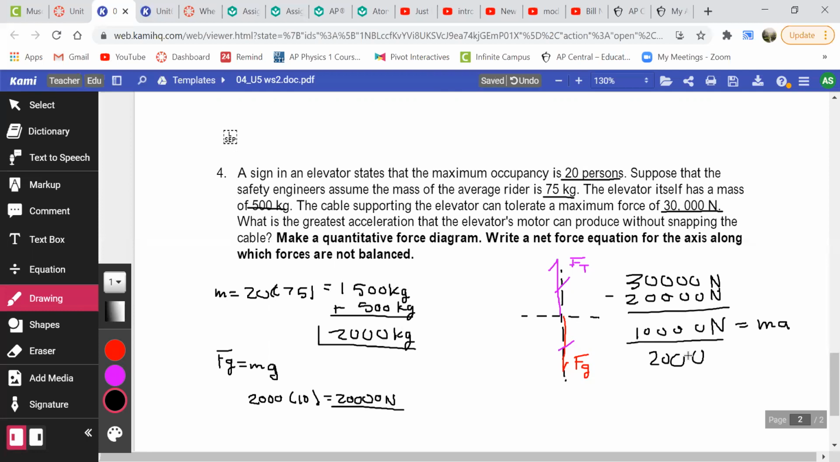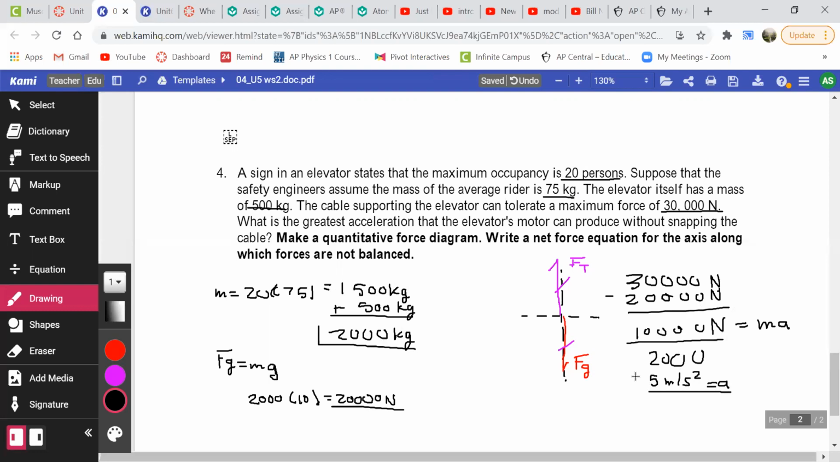Okay. So 10,000 divided by 2,000. Hopefully you know what 10 divided by 2 is, and all the zeros go away. 100. We are not quite. No, not quite. Wait, I'm like 1, 2, 3. Oh, it's 5. There we go. So 5 meters per second squared is equal to our acceleration. It can only withstand 5 meters per second squared, and at that point, it would break the cable.